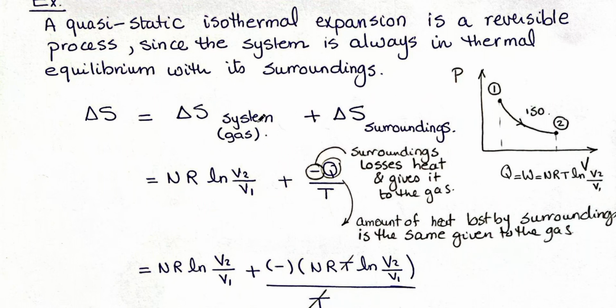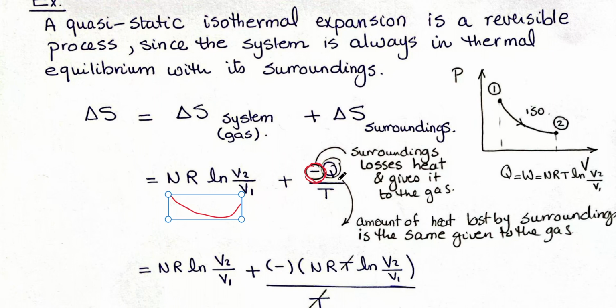As for the system, which is the gas, the change in entropy in the case of the isothermal process is nR ln V2 over V1. As for the surroundings, they are losing heat and giving this heat to the gas. So we will put negative Q, negative because the surroundings are losing heat.